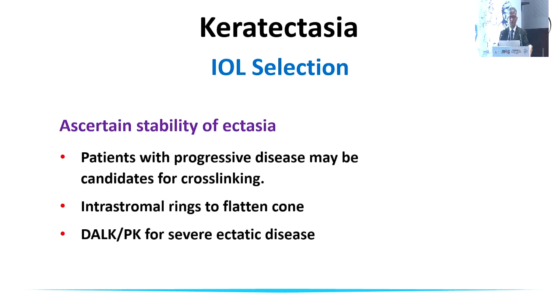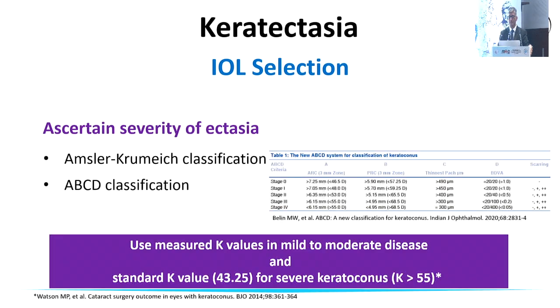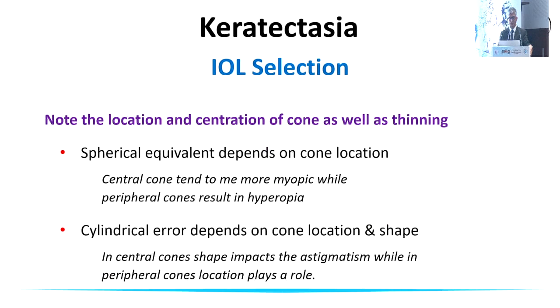The first and foremost is that you have to ascertain the stability of ectasia. If keratoconus is still progressive, use collagen cross-linking or intrastromal rings to flatten the cone. If the keratoconus is advanced, perform a corneal procedure before you undertake cataract surgery. Ascertain the severity of ectasia. It is important because you can use measured K value for mild to moderate keratoconus, whereas you must use the standard K value for severe keratoconus.